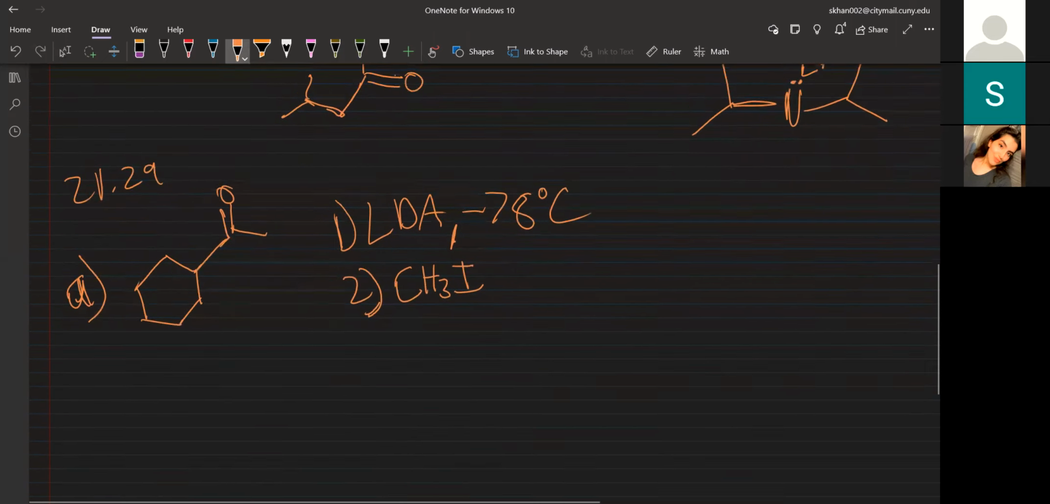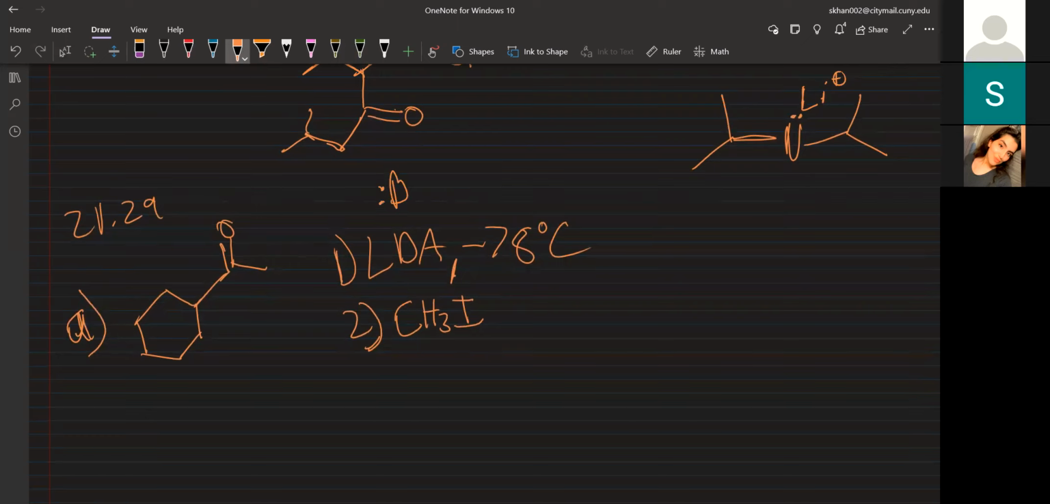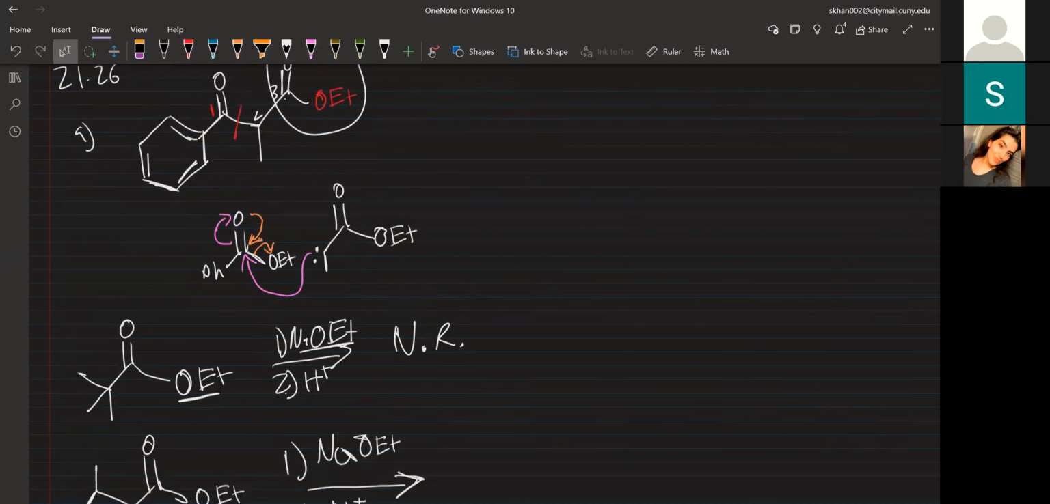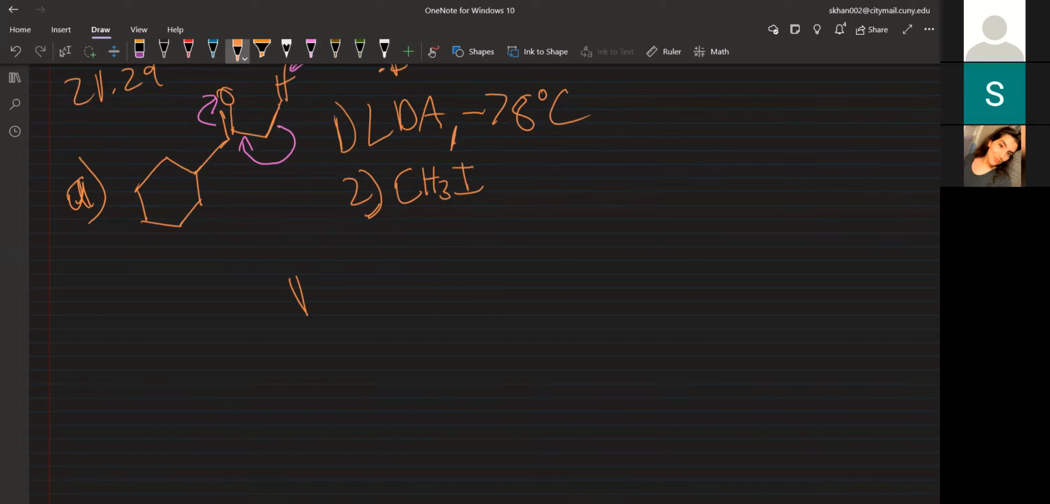So anyways, the first step is just a deprotonation. I'm just going to write this as B, and we can just grab an H. Actually, let's show the full enolate here. And you have that. That's going to be O minus.